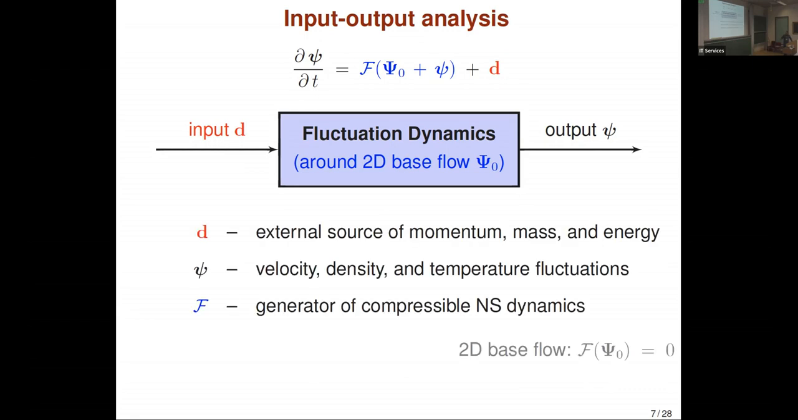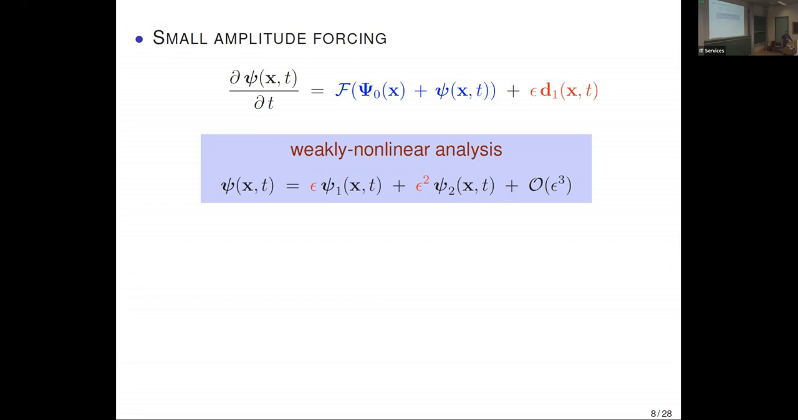Here d is the external source of momentum, mass, and total energy, both kinetic and thermal energy. Psi is a vector of velocity, density, and temperature fluctuations. F is the generator of the compressible Navier-Stokes dynamics, and the 2D base flow psi naught is a steady state solution of the compressible Navier-Stokes equations; it solves this equation where F is again the dynamical generator. In order to make some progress, we are going to confine our attention to small amplitude forcing. Namely, I'm going to assume that my forcing is of small amplitude.